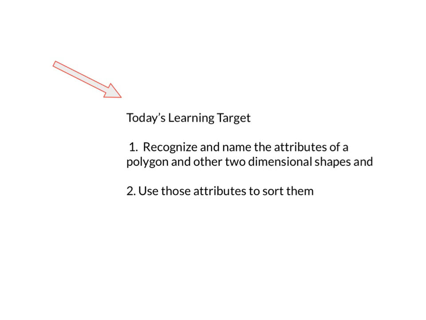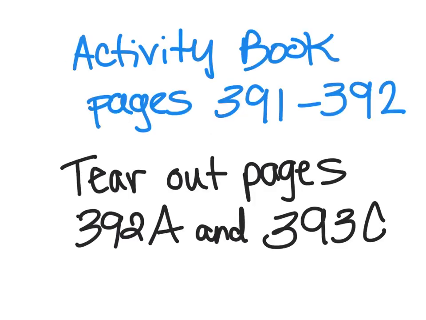So today's learning target will be: you will recognize and name the attributes of a polygon and other two-dimensional shapes and use those attributes to sort them. So today, please have a pencil and open your activity book to pages 391 and 392. After I go through these lesson pages with you, you are going to tear out pages 392A and 393C in order to do your sorting activity.